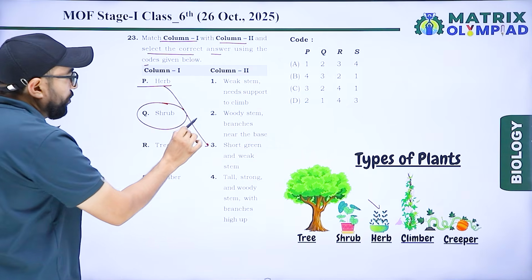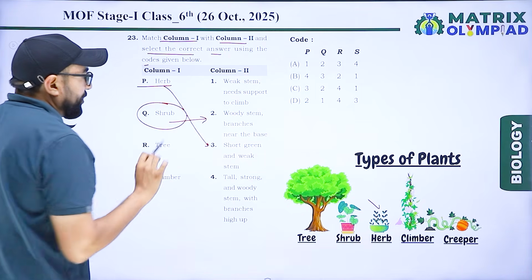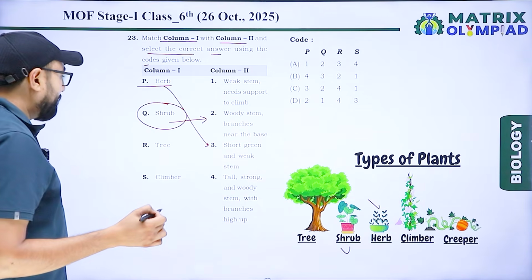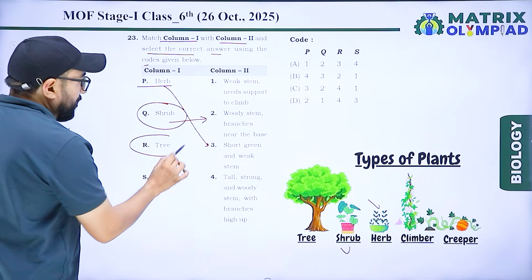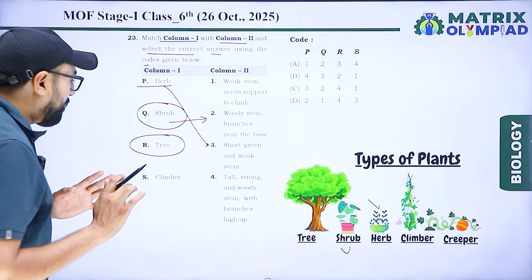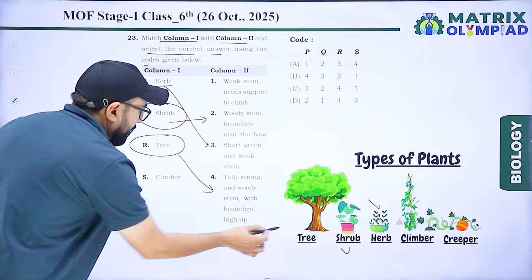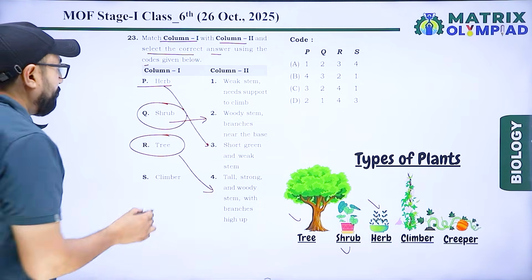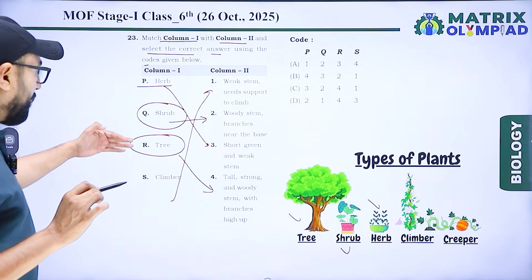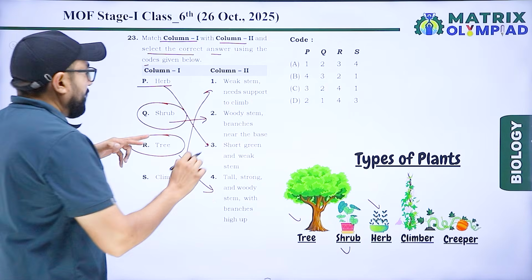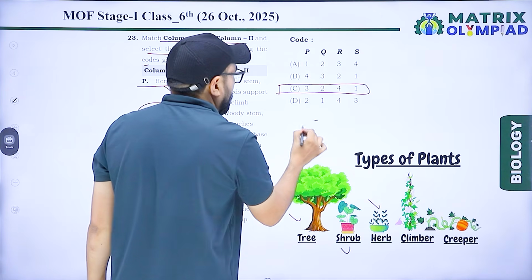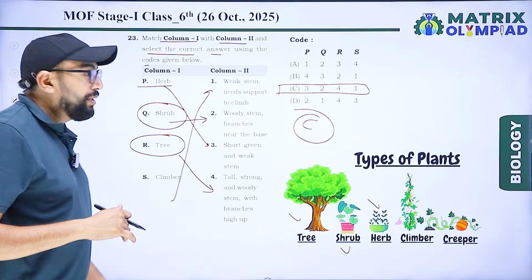Shrub is related to woody stem with branches near the base. Next, tree is related to a tall, strong and woody stem with branches high up. Climber has a weak stem and needs support to climb. So according to the match, our right answer is 3, 2, 4, 1 in option C. Option C is the right answer.